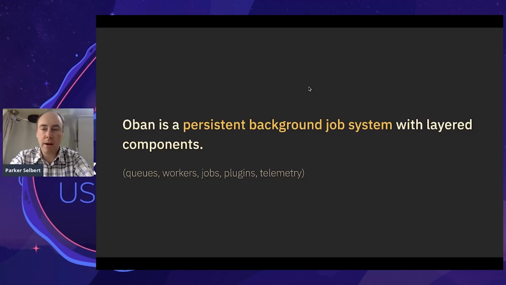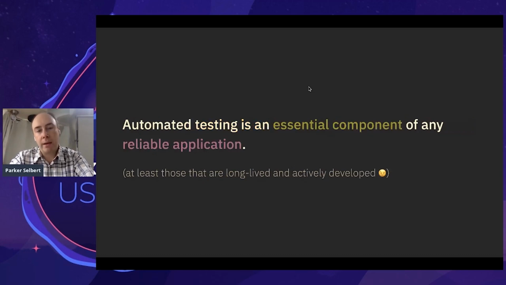You can see a list there: queues, workers, plugins, and all these components interact with your application and your system as a whole. We need to be able to control those to a certain extent to optimize our ability to do testing. This is going to be about automated testing, not just manual testing. And automated testing, in my opinion, and I think the opinion shared by a lot of the Elixir community, is an essential component of reliable applications.